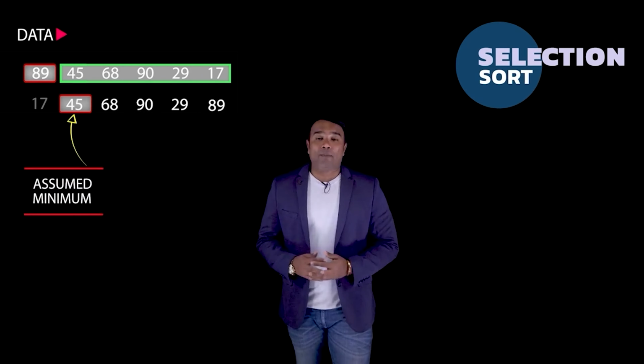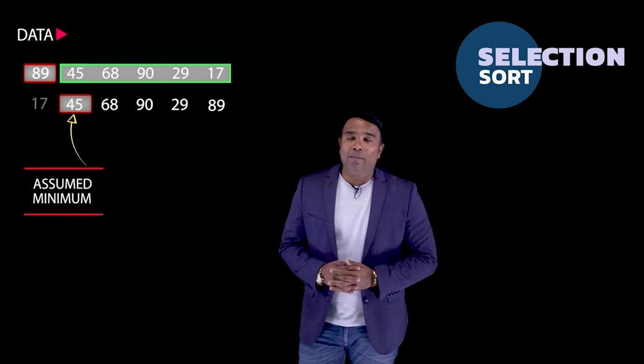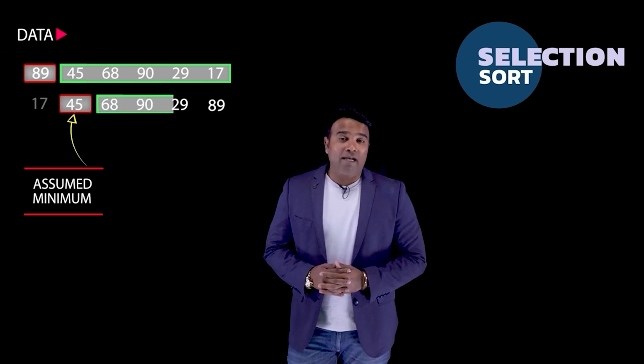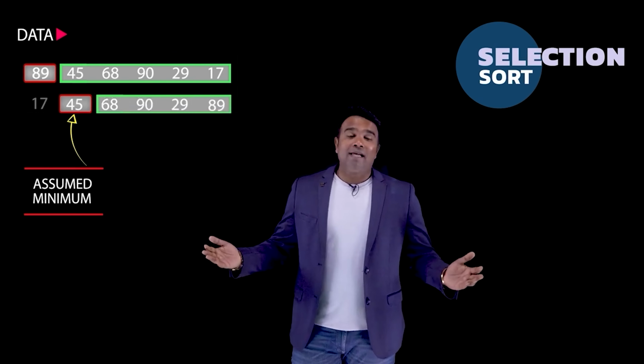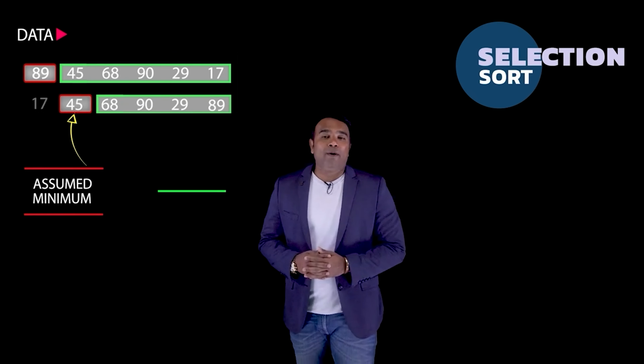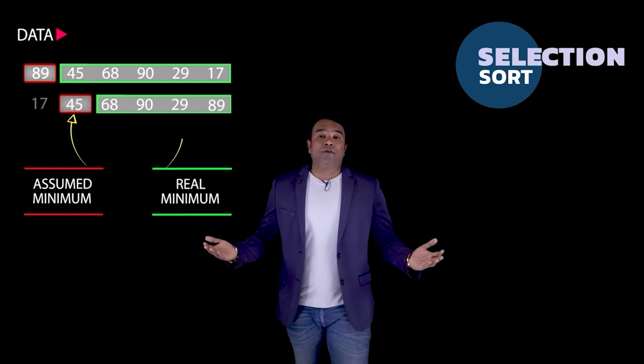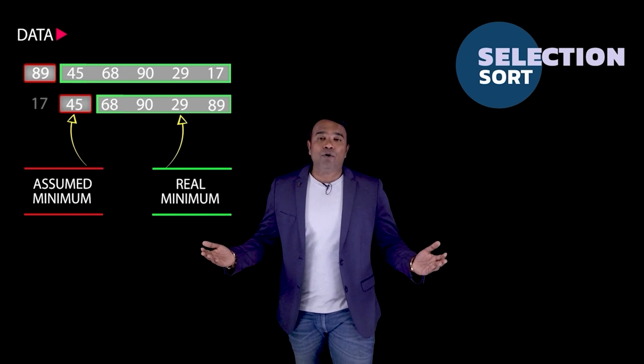In the next step, I'll have to assume the next element present in the array as the minimum. In this case, it happens to be 45. But then it is an assumed minimum and not the real minimum. And in order to find the real minimum, I will have to scan the array from the next position onwards. And this helps me to locate the real minimum, which happens to be 29. And once you find the real minimum, all that you have to do is to swap the assumed minimum and the real minimum like this. And the remaining elements would be as they are.